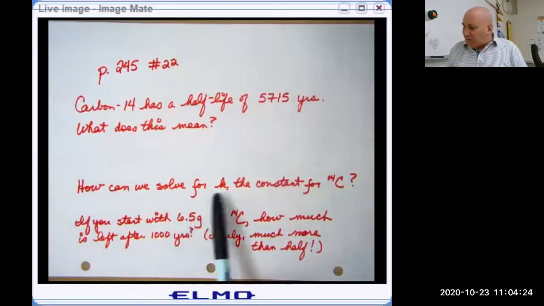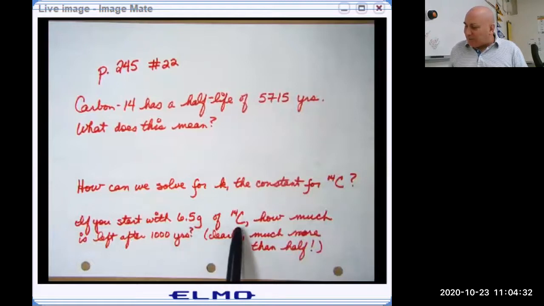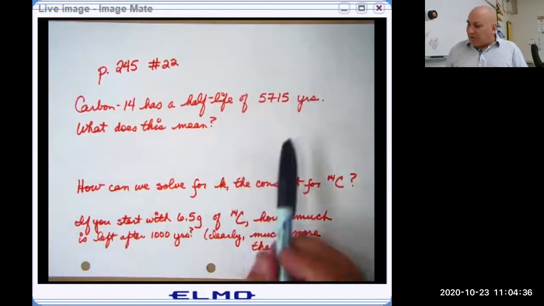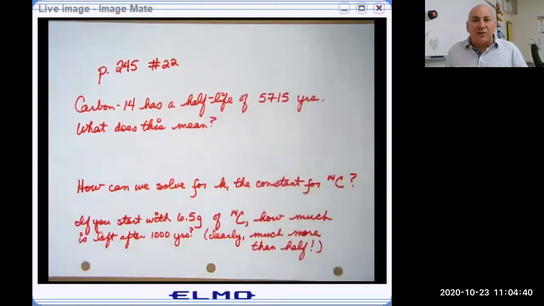So how can we solve for that constant k for carbon-14? And then if we start with 6.5 grams of carbon-14, how much is left after 1,000 years? Well, we know that half of it's left after 5,715 years. So we know that there's got to be a lot more than half after only 1,000 years.